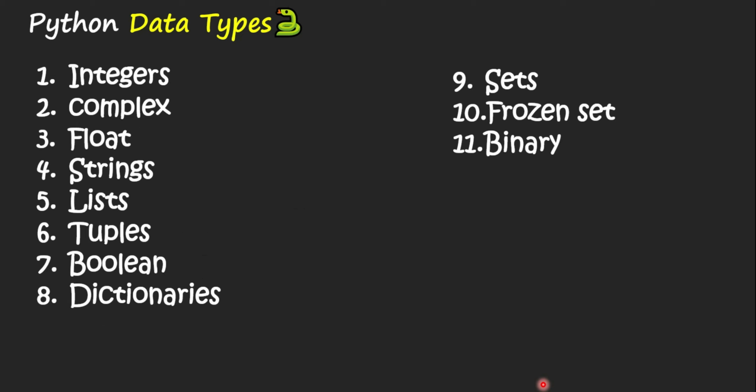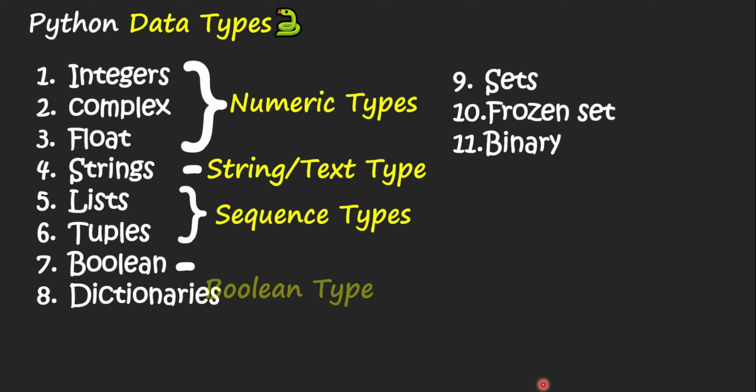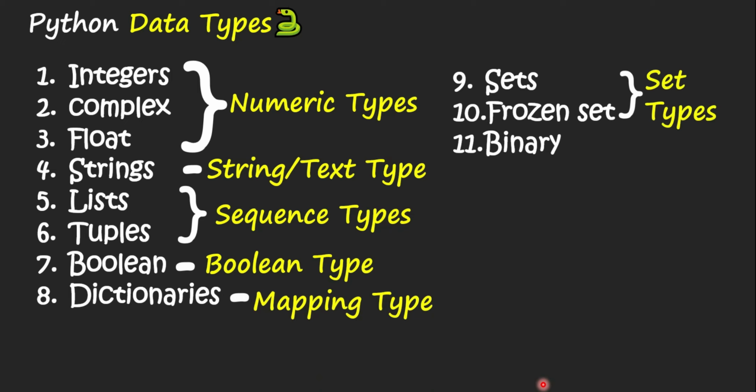Now the first three Python data types are also called numeric types. String is also called string or text type. List and tuples are called sequence types. Boolean is called Boolean type. Dictionary is called mapping type. Sets and frozen sets are usually addressed as set types. And binary is called binary types. There is also a bit array, that is the 12th data type, but that is not usually used. Even the frozen set and binaries are less commonly used.